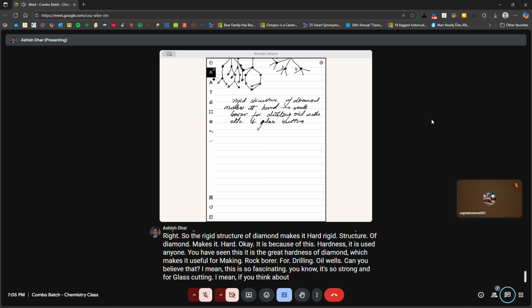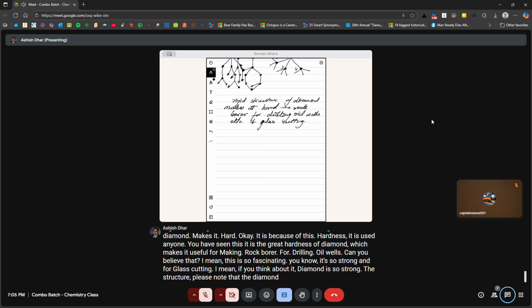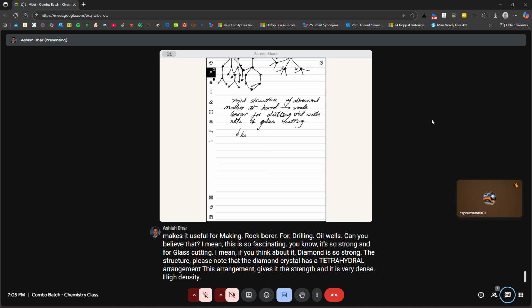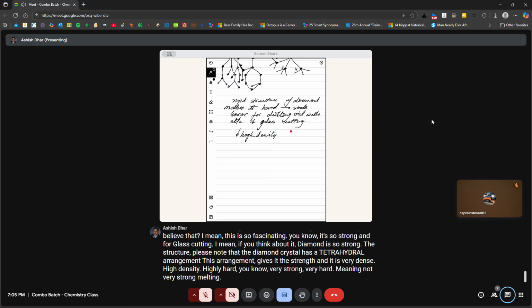If you think about it, diamond is so strong in the structure. Please note that the diamond crystal has a tetrahedral arrangement. This arrangement gives it the strength, and it is very dense, high density, very hard, very strong. Melting point is also very high.